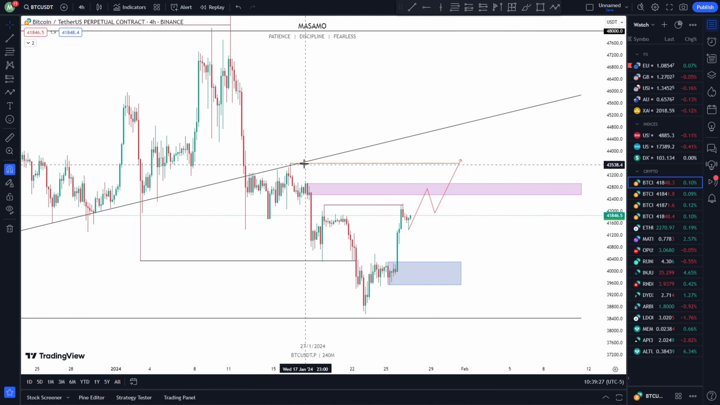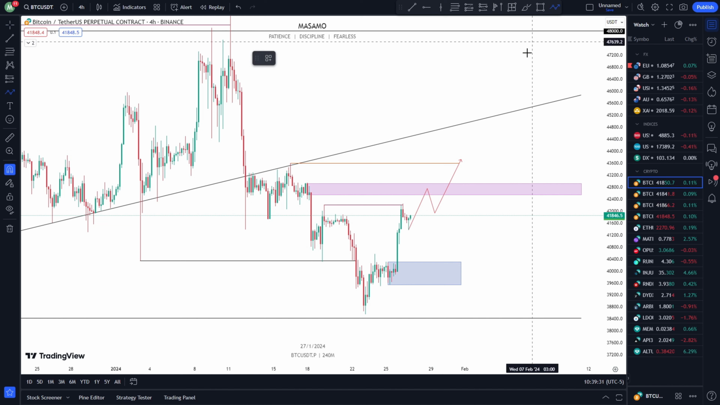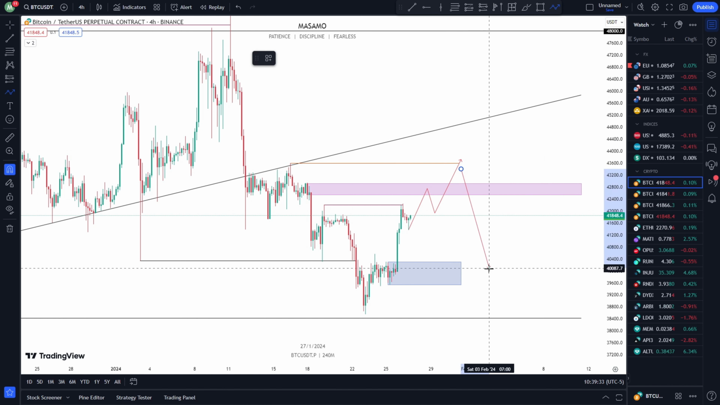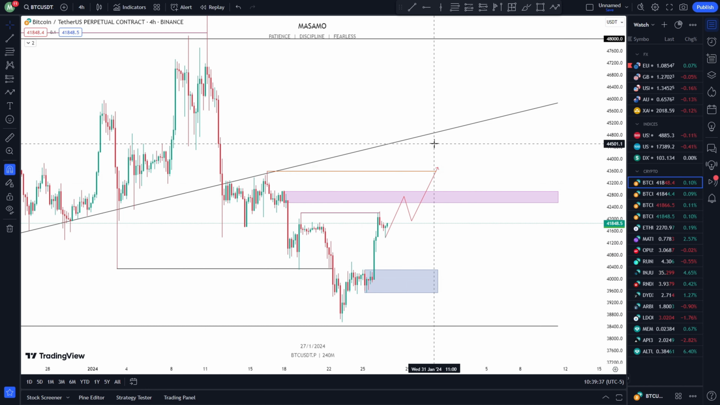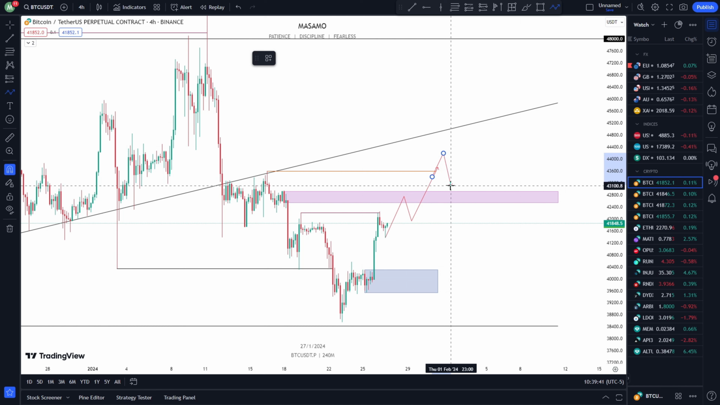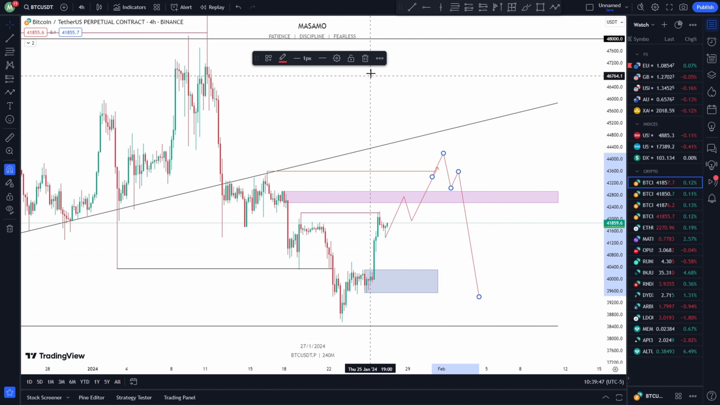If we go up, we have two variations right here as well. In the first case, we will just make an SFP, and after that candle closes, you can enter a short position. Or second, we can break that high, even close a candle, and after some time, price will come under, retest it, fail to go above, and then continue the downward momentum.